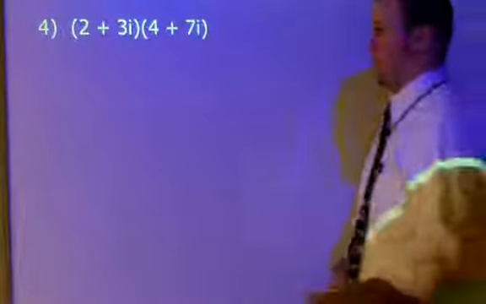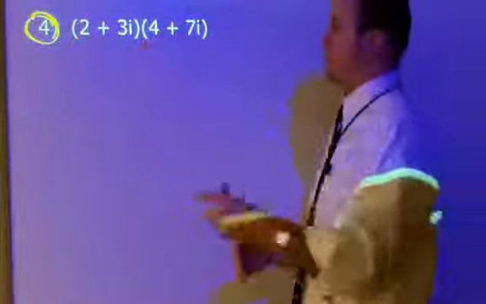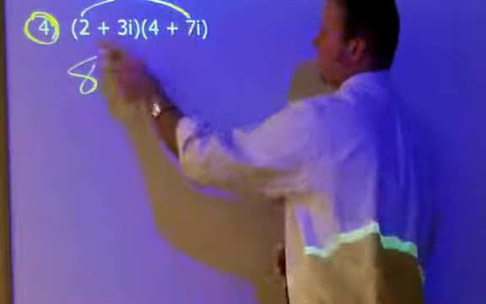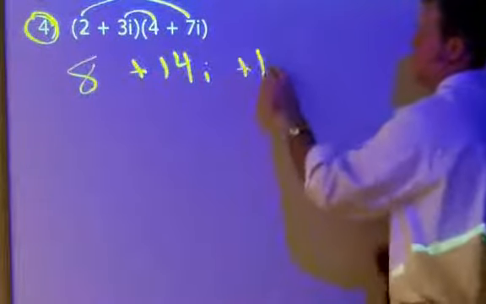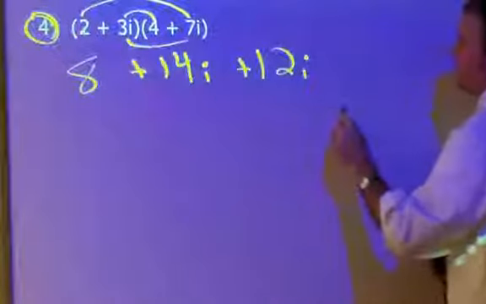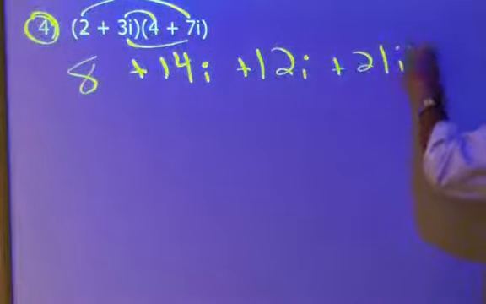Alright, so now our fourth example. We said we're going to treat it just like any other variable, so now there is no sign in here, so we do have to FOIL it. So first, I get 8. Outside, I have plus 14i. Inside, I have plus 12i. And on the last part, I've got 7 times 3 is plus 21i squared.